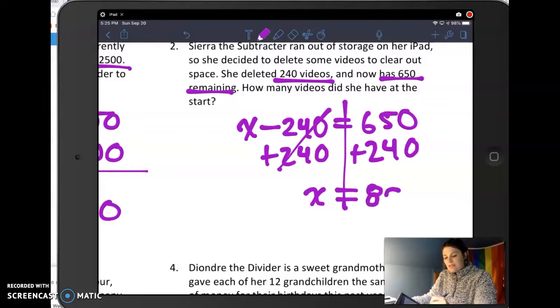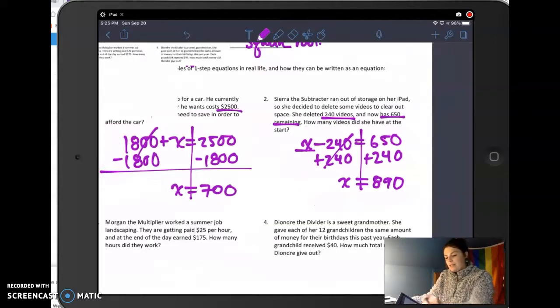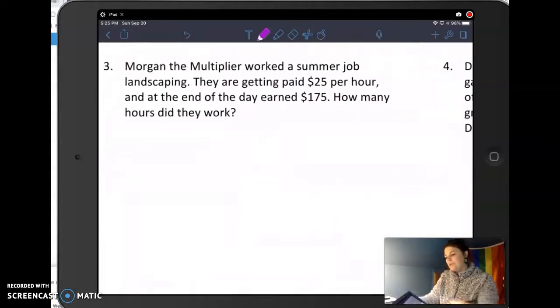So that would be 890 videos. So here we were trying to get the x alone, and instead of subtracting, we did the opposite, which was adding. All right, next one, Morgan the multiplier.